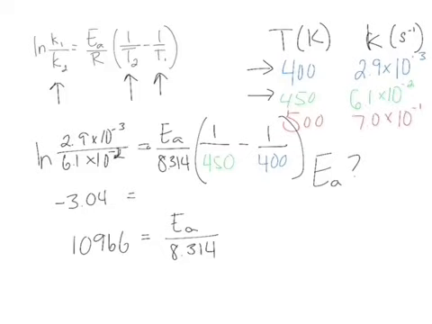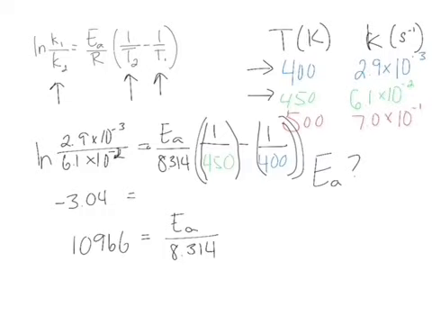Now I also want to point out, when you're putting this into your calculator, I want you to be super careful about maybe even putting parentheses around each of these fractions here so that the calculator doesn't calculate something incorrectly, because you want to do fraction minus fraction. So it's 10,966 equals the activation energy over our constant R.